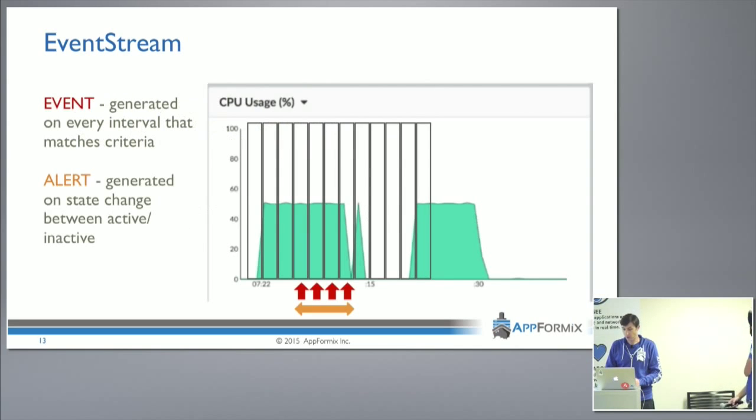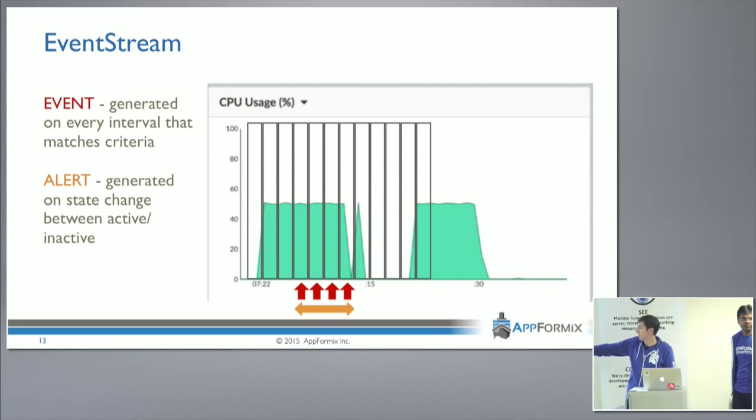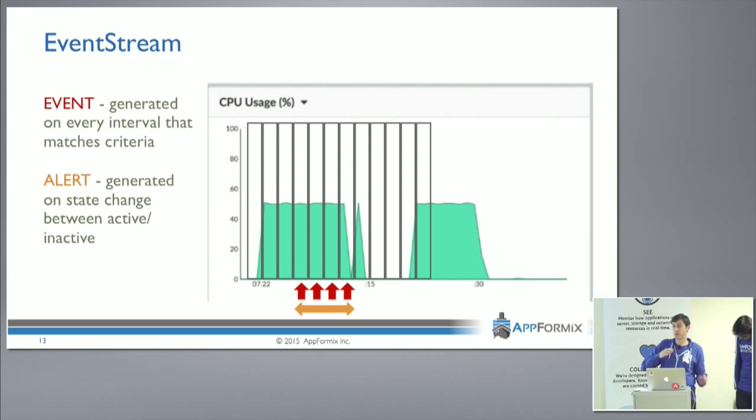And the way that looks is if you imagine a graph of CPU usage, and you can see here it's hovering just above 50%. We have two types of events we can generate. One is an event that triggers every time you see an interval that matches the criteria. The second is a more stateful, what we call an alert, and that says, I'm active when you first enter a period in which you've crossed the threshold, and then I'm inactive when it subsides.